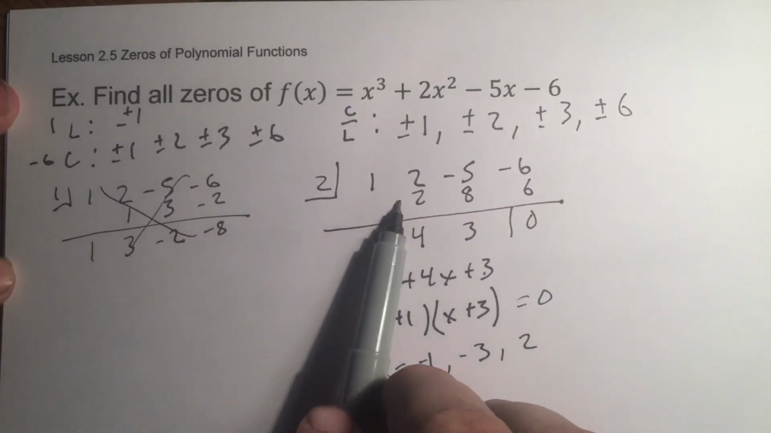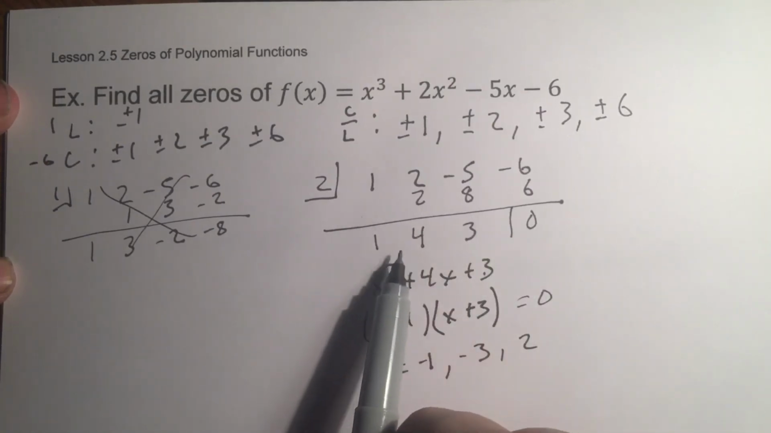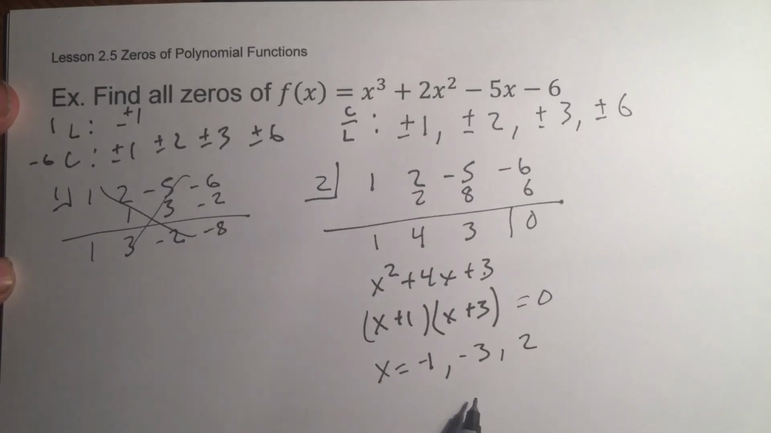So you go through, check it with synthetic division. Once you get a remainder, see if you can factor that. If you can, factor it and solve it. If you can't, then do synthetic division again.